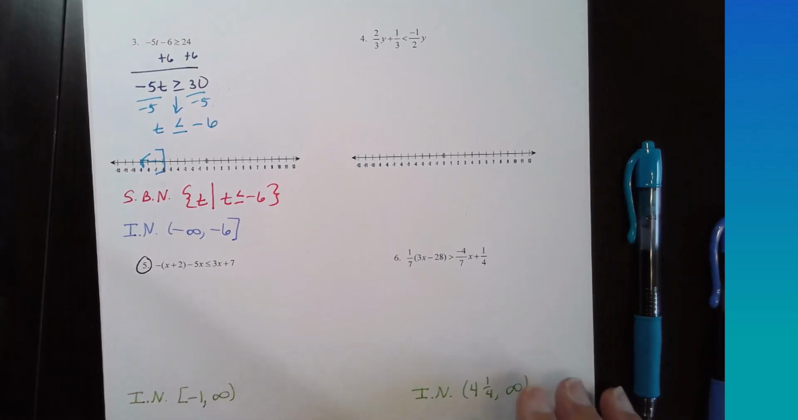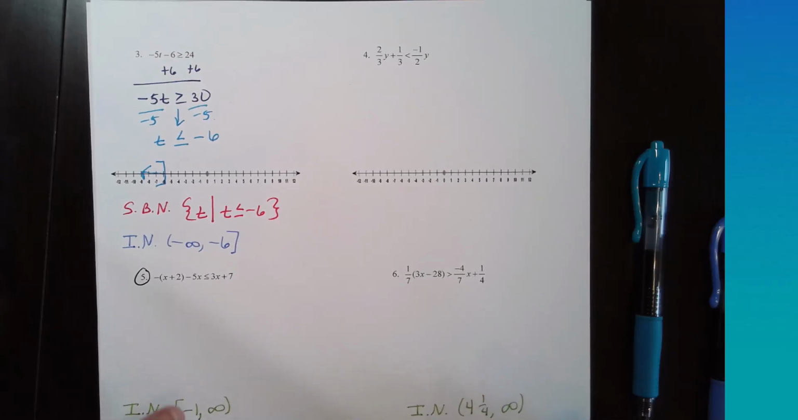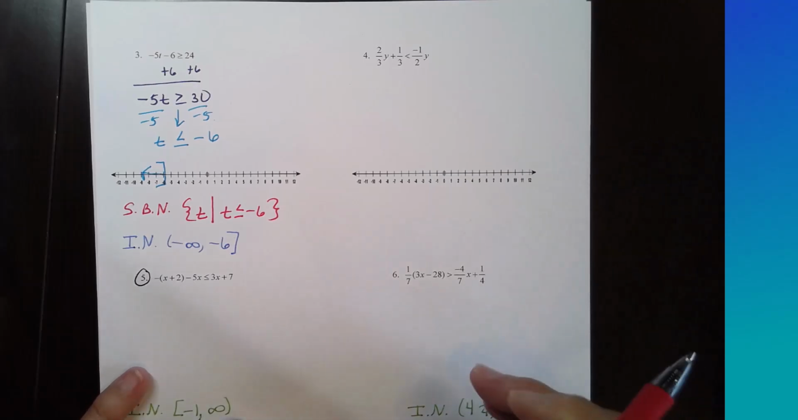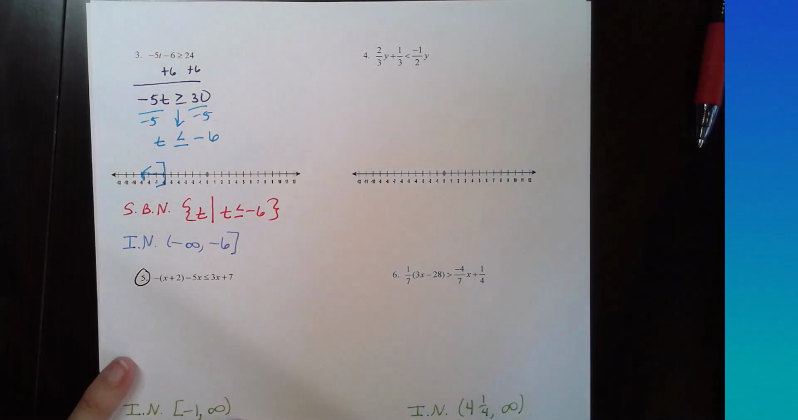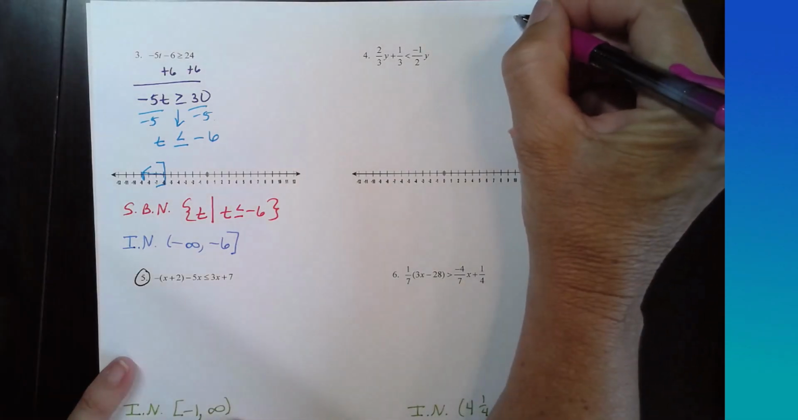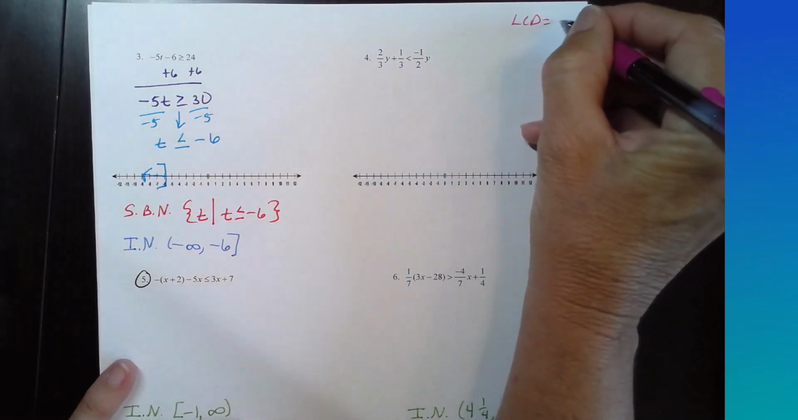So number 4, we have 2/3 y plus 1/3 is less than -1/2 y. Many students are kind of wanting to always get rid of fractions, and we are allowed to do so because of the inequality sign. So the first thing we want to do is find a common denominator and multiply by it. So the LCD, what's the first number? 3, 3 and 2 can all go into a 6.